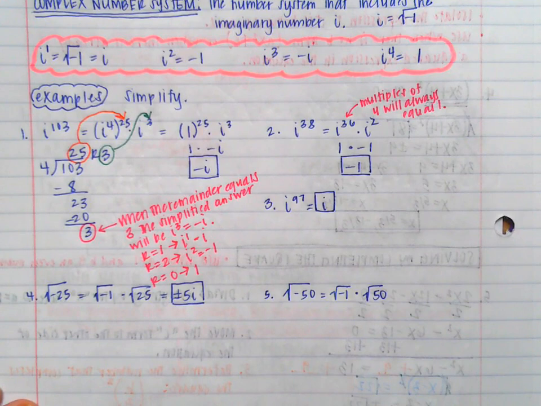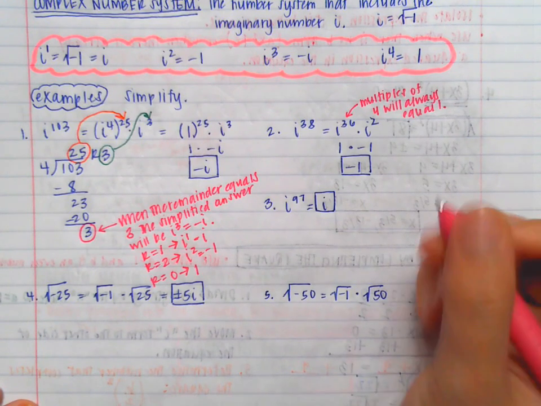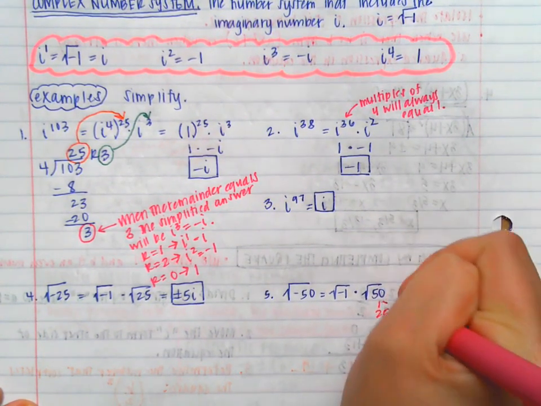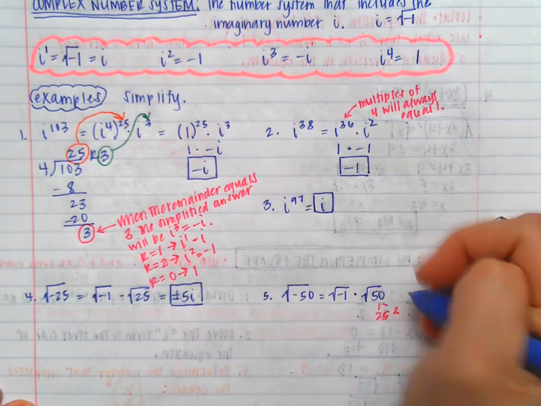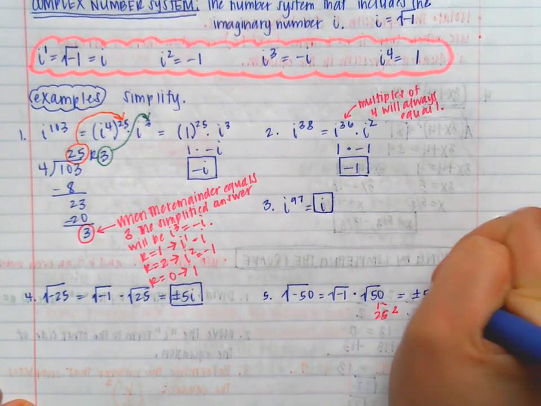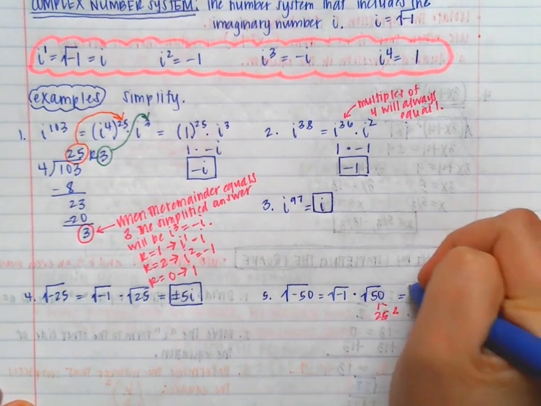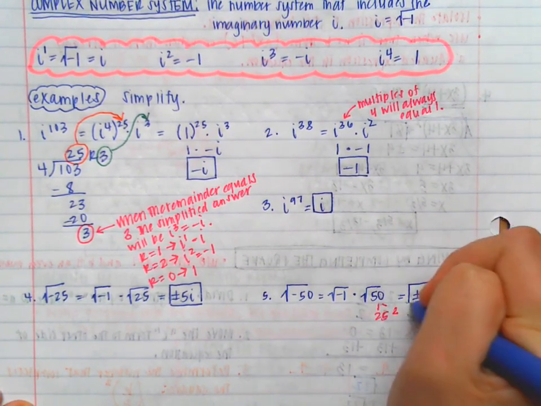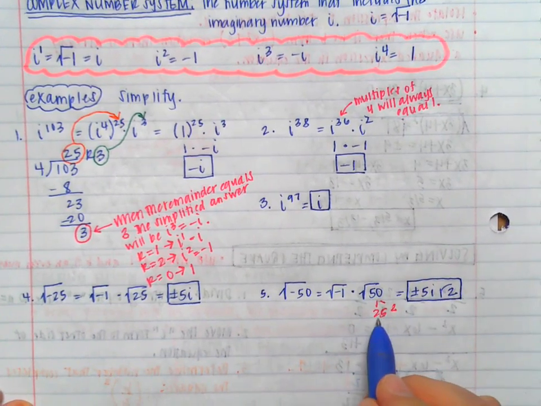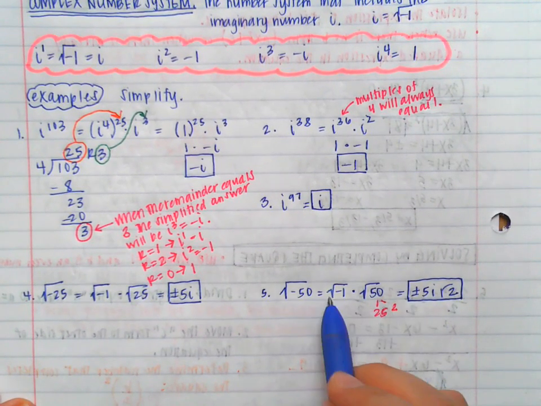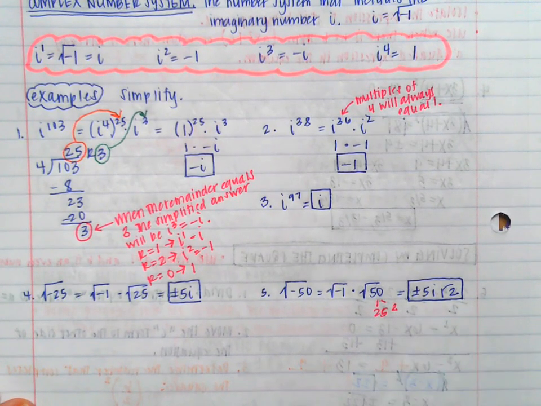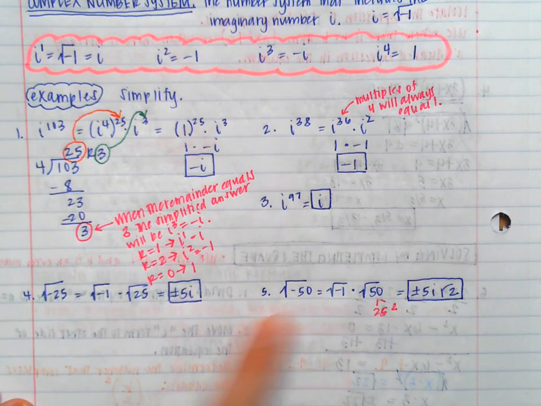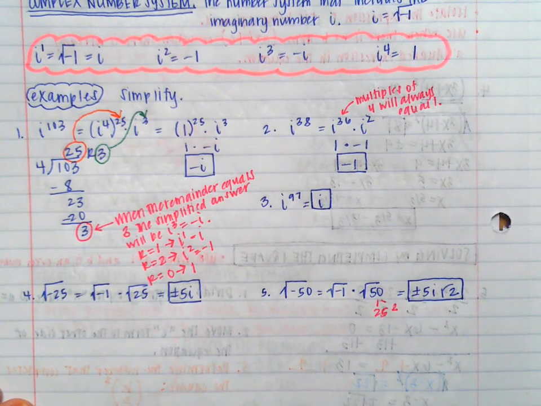What's a perfect square that goes into 50? Well, we know it's 25 times 2. I know the square root of 25 is 5, and then the 2 can stay inside. So what this becomes is plus or minus 5i radical 2. Plus or minus 5 from the 25, i from the square root of negative 1, and then 2 because we can't take the square root of 2. So anytime you have a negative square root, you can always bring out an i from the square root.